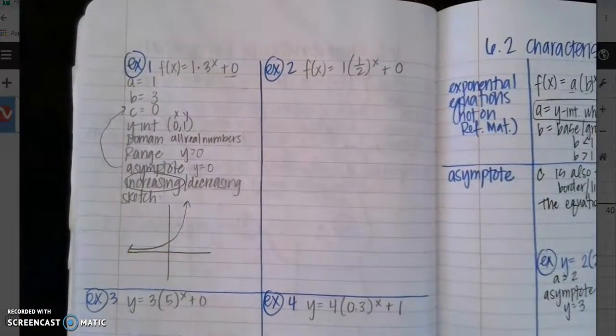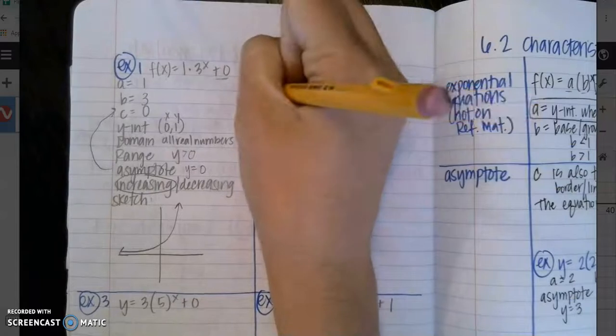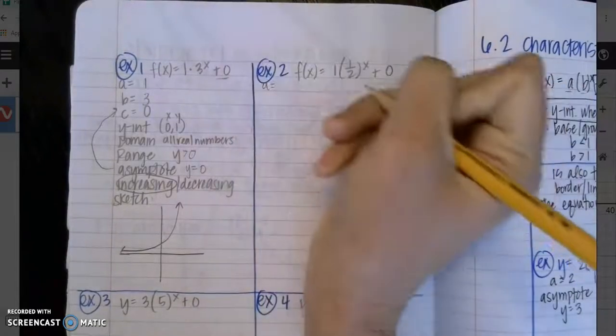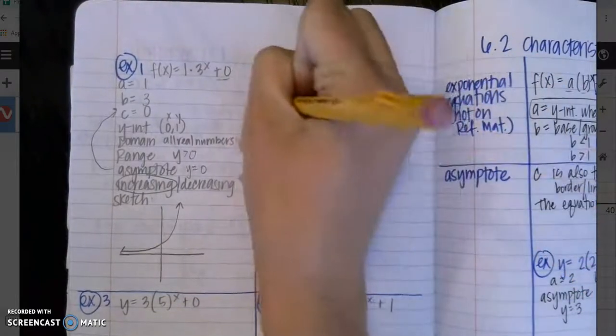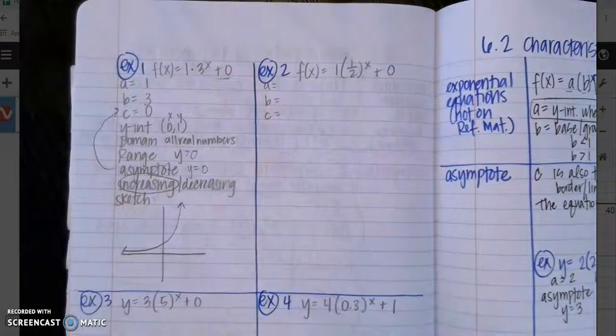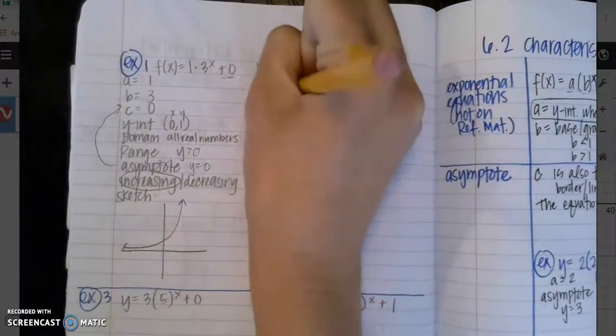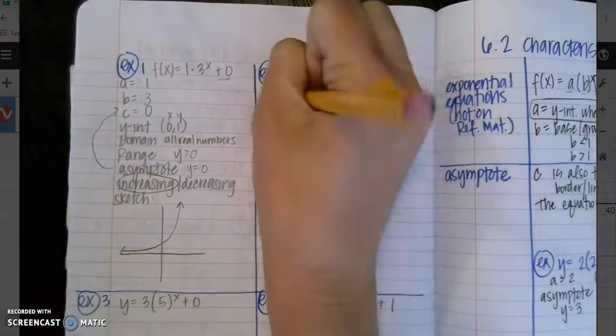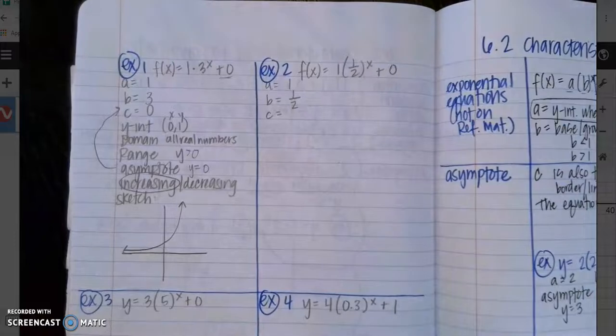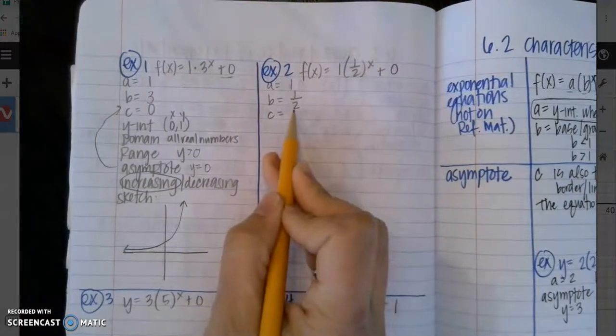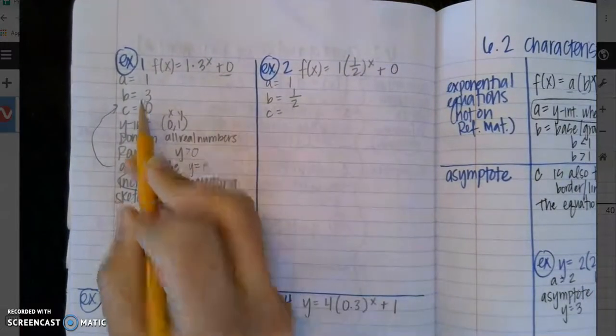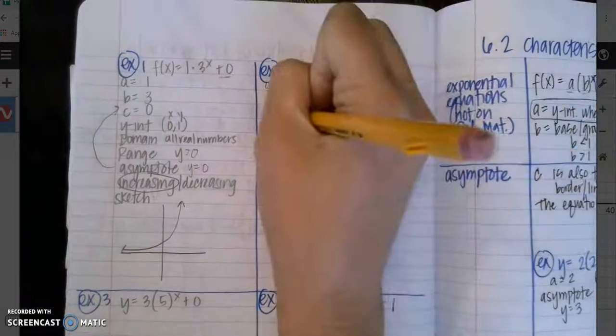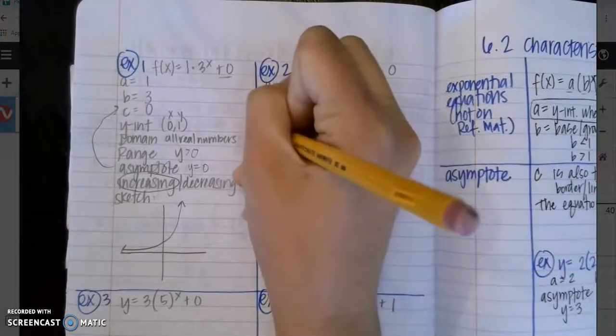Okay, now let's try number 2. F of x equals 1 times 1/2 to the x plus 0. A equals, B equals, C equals. My A is 1. My B, or my growth or decay factor, is 1/2. This is a fraction, so now this is going to be the opposite of the example 1 that we did. And my C is 0 again.